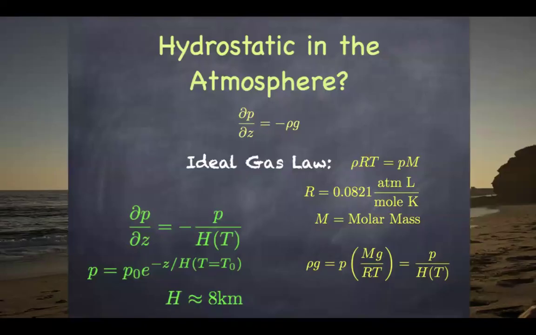Hydrostatic pressure in the atmosphere. Here's hydrostatic, which works just as well for a liquid and a gas. Here's the ideal gas law. So density times this constant times the temperature is equal to the pressure times the molar mass. This is not always the way that you write this. Sometimes you write PV equals nRT, but this is an equivalent one when volume is shifted around. So the product of density and temperature is pressure.